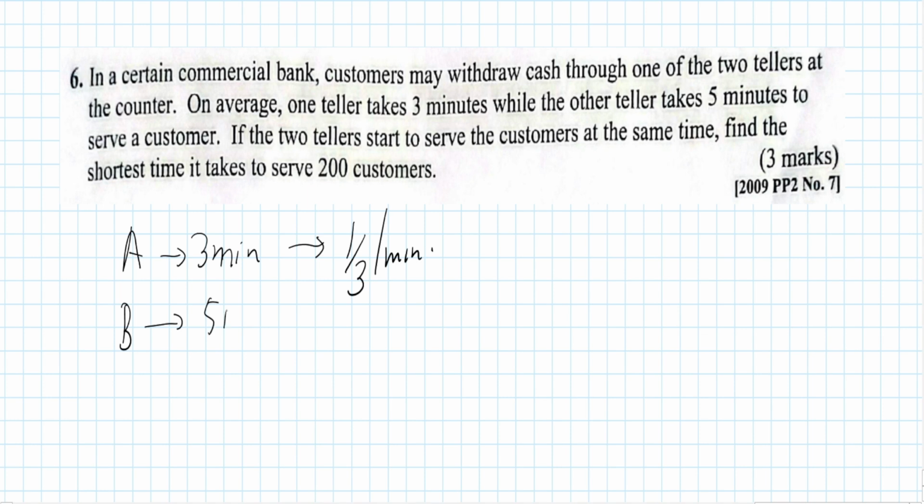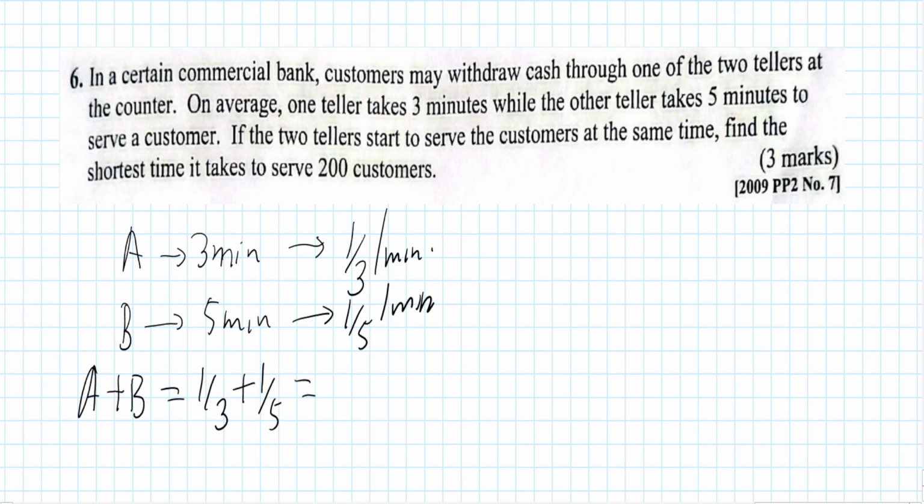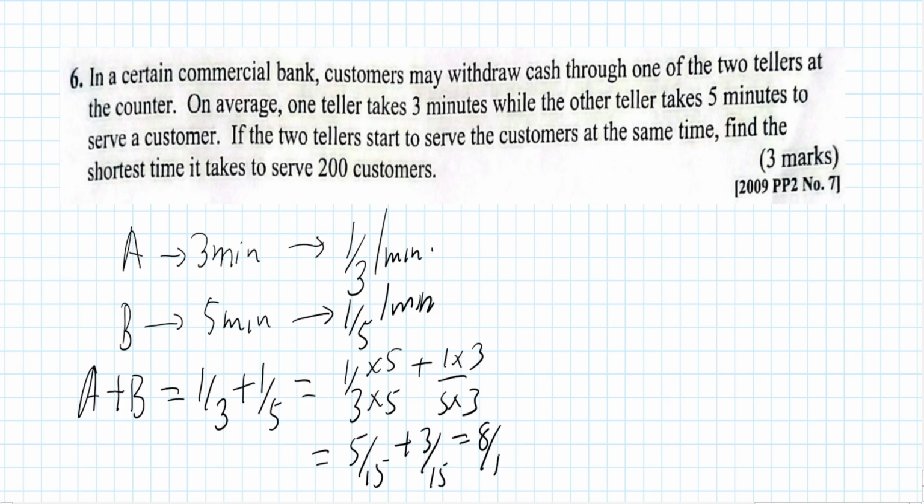Teller B takes 5 minutes, and therefore is going to take 1/5 per minute. So let's see the rate for A and B, which is going to be 1/3 plus 1/5, and 1/3 plus 1/5 will give you, I think, 8/15. This is because of the LCM, but basically the simple way is to multiply by 5 and by 3: 5/15 and 3/15, which is basically 8/15.